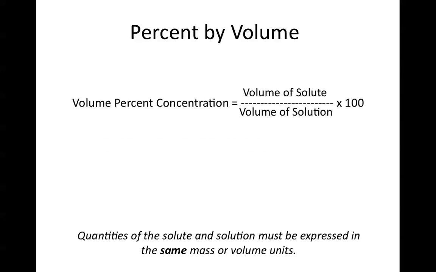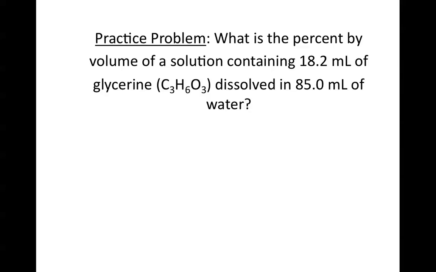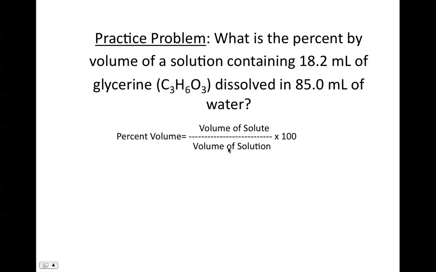Now, percent by volume isn't directly on your reference table, but we're going to use the previous formula, which is percent by mass, and simply, instead of using masses, we're just plugging them in as volumes. It's still solute over solution. For this practice problem, it says, what is the percent by volume of a solution containing 18.2 milliliters of glycerin dissolved in 85.0 milliliters of water? So again, we're going to be using solute over solution.